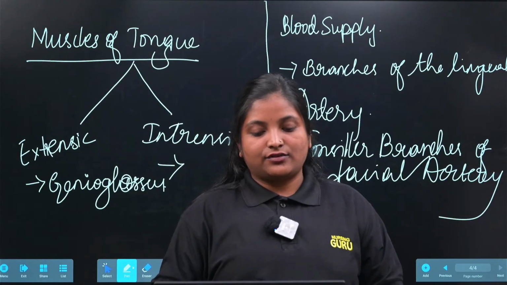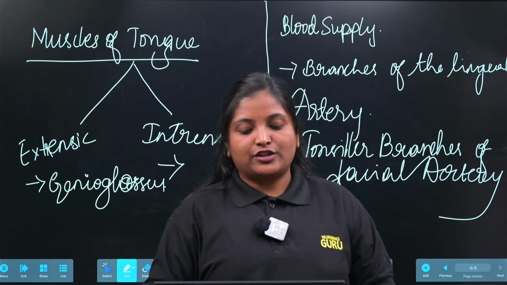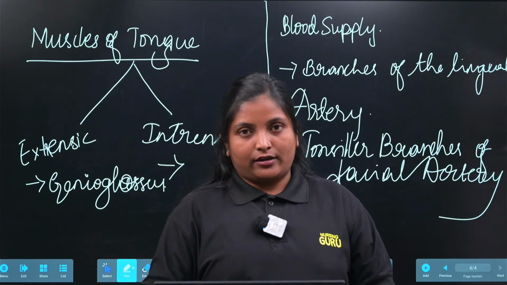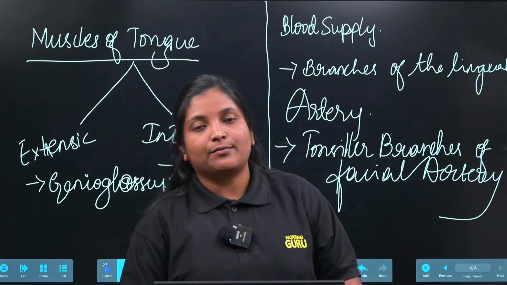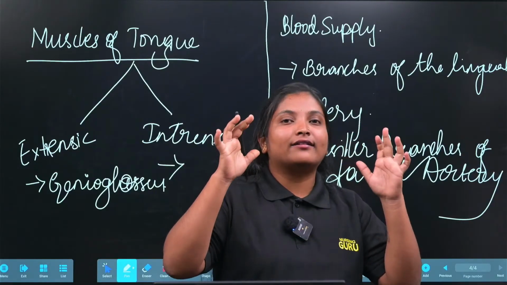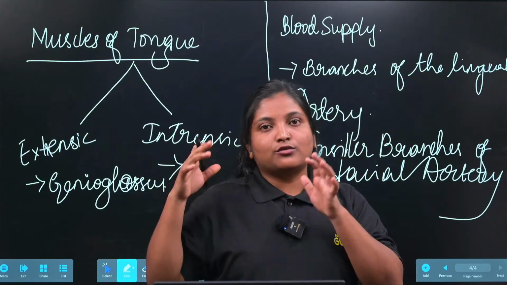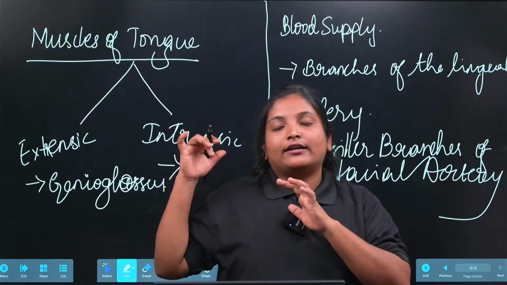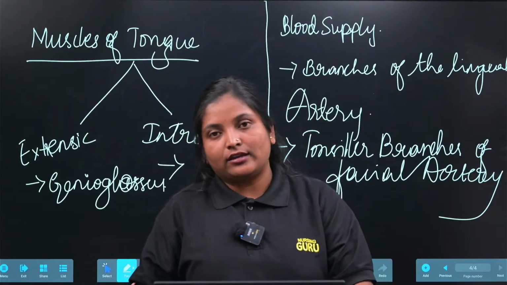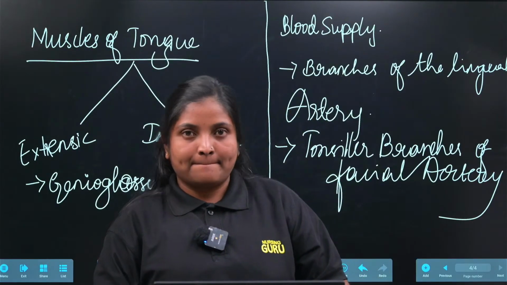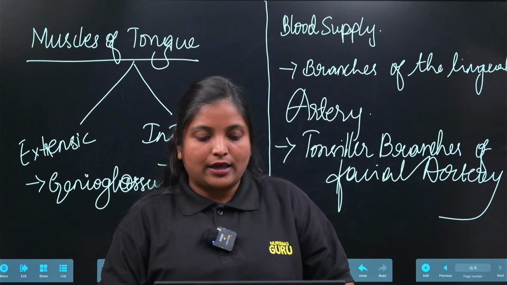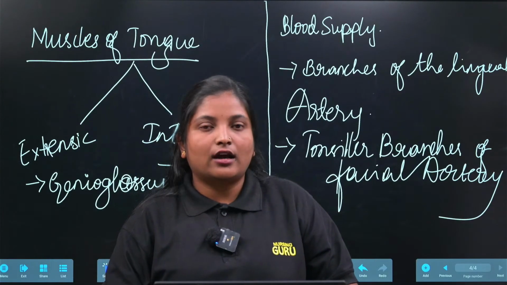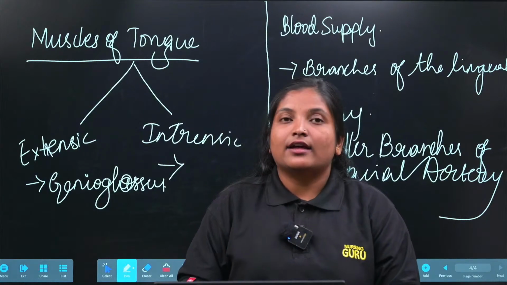The next one is venous drainage, through which vein? The deep lingual vein. So when it comes to this blood supply, just remember the lingual artery and lingual vein. The superior lingual artery and deep lingual vein are going to drain the blood of the tongue. The next one is nervous supply.